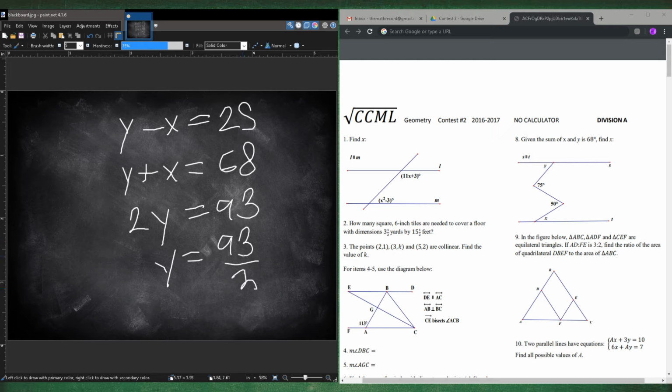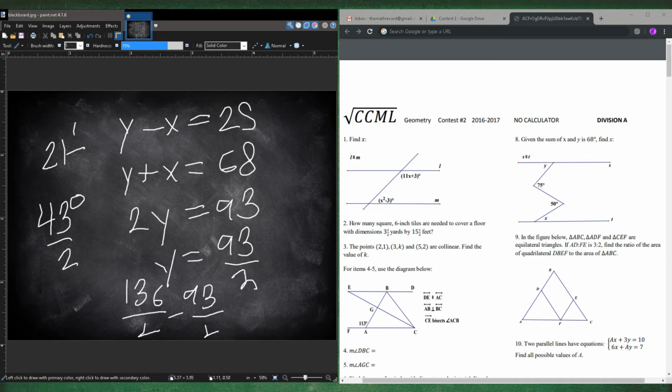Okay, so you need to find x. So plug that back in and subtract it from 68. 68 times 2 is 136 over 2 minus 93 over 2. That gets you 43 over 2, which is x. So x, which is going to be in degrees, is 43 over 2 degrees. Or you could just write it as a mixed fraction, which would be 21 and a half.